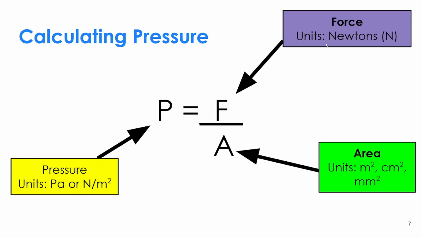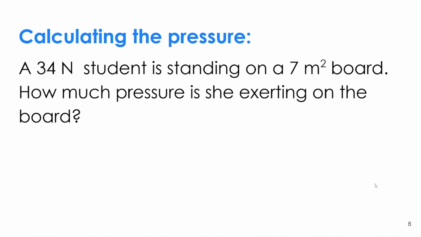The reason why it's called newtons is because Sir Isaac Newton calculated that a newton was the amount of force that an apple had when it fell. So there's a story behind that. The A represents area, and that could be in meters squared, centimeters squared, or millimeters squared. Okay, so let's take a look at some practice questions.